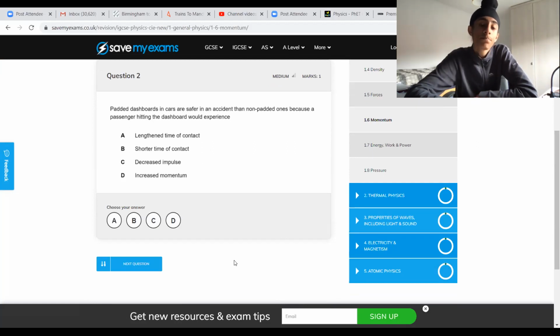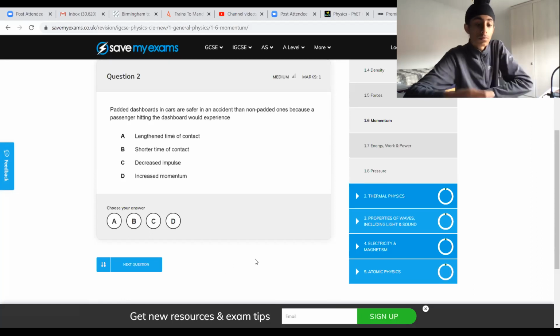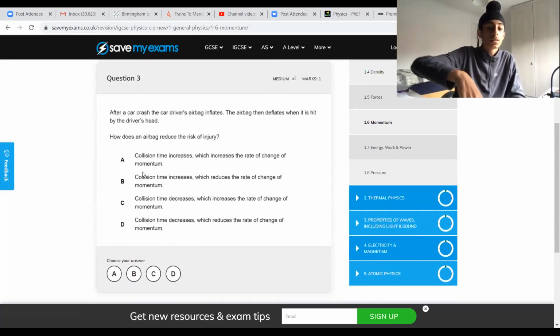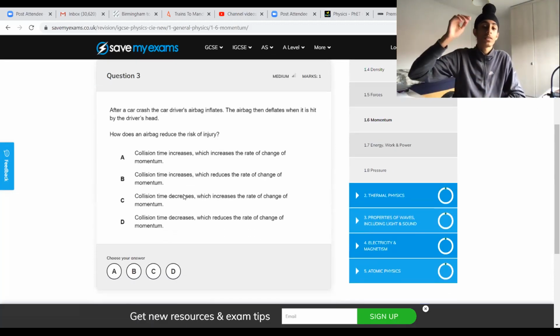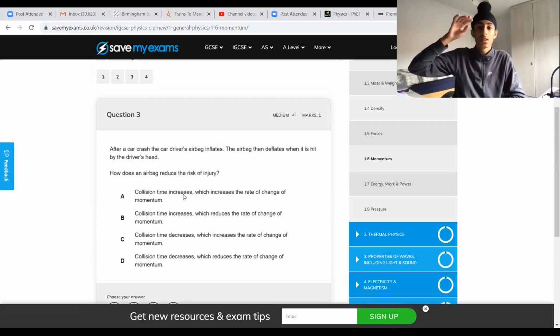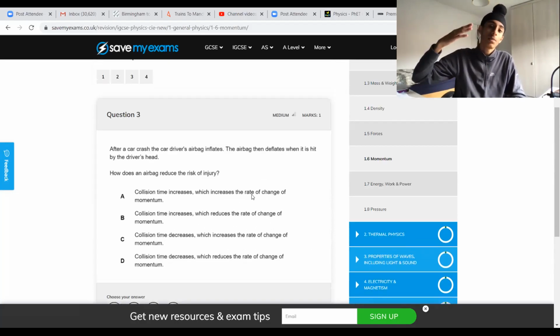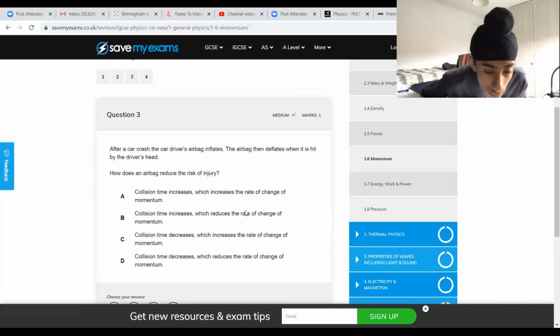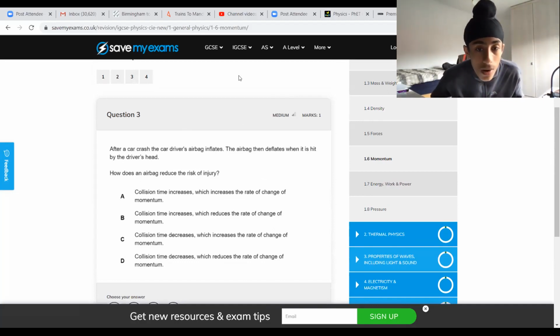Would it be A? Lengthen time of, you're absolutely right. And using our formula, therefore, a lesser force. Good. Do you know, going back to it, is that because the padding is going to extend the time over which they come to a stop? Yes, correct. Then they experience less of a force. You're absolutely right. Okay. Number three.